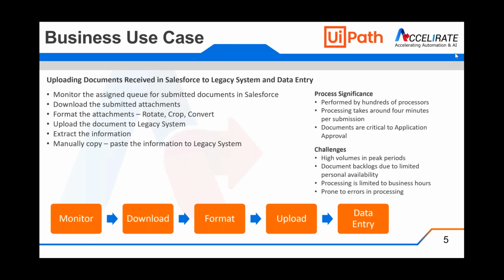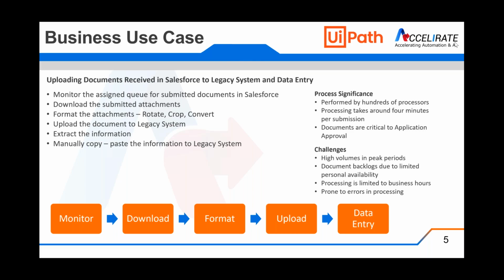So one of the business use cases where we have integrated UiPath with Salesforce is to process and upload the document submissions from Salesforce into a legacy system. The manual process is to monitor the queues for document submissions with multiple attachments from users. The processors download, read, rotate, crop, and convert various file types and multiple attachments into a single PDF document and upload them into a legacy system. The processors also retrieve the document information and manually copy paste the data from one system to another system. This process takes around 4 minutes per submission and is worked by hundreds of processors.